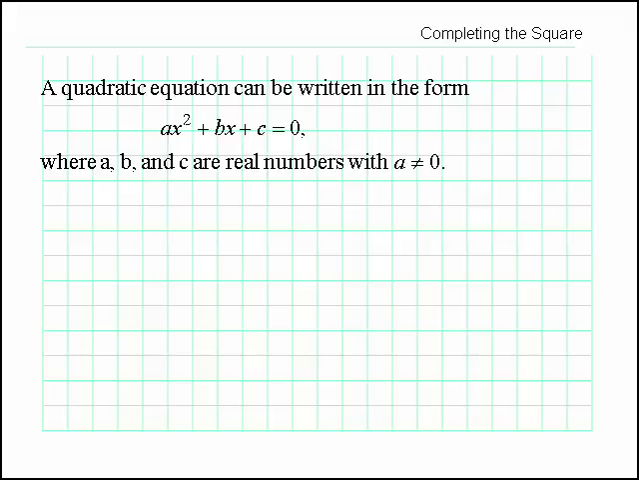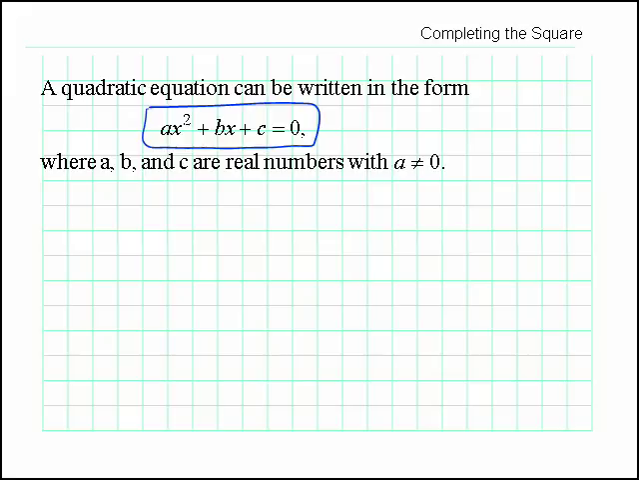Okay, everyone, this lesson is on completing the square. Completing the square is a method that we use to solve quadratic equations. And that's what we'll start with here. A quadratic equation is an equation that we can write in this form: ax squared plus bx plus c equals 0.